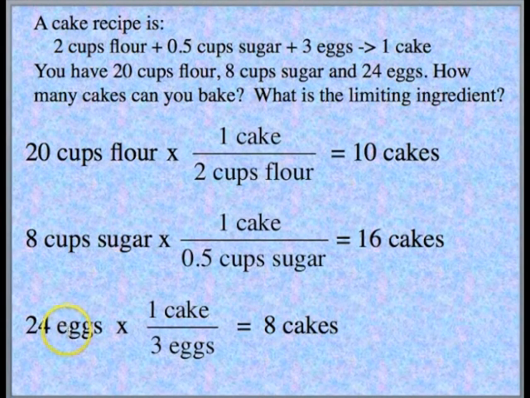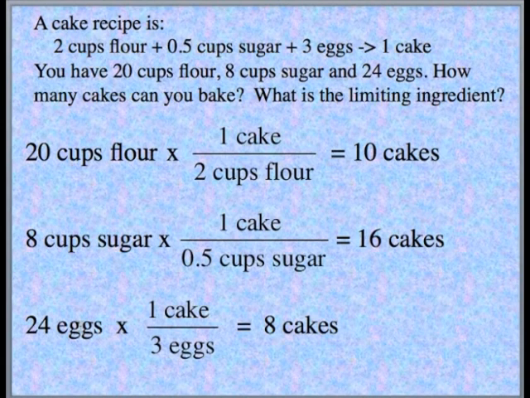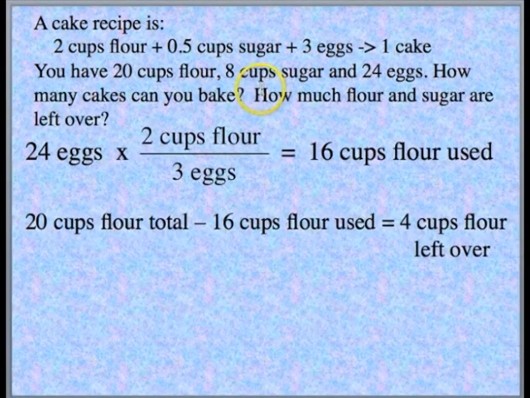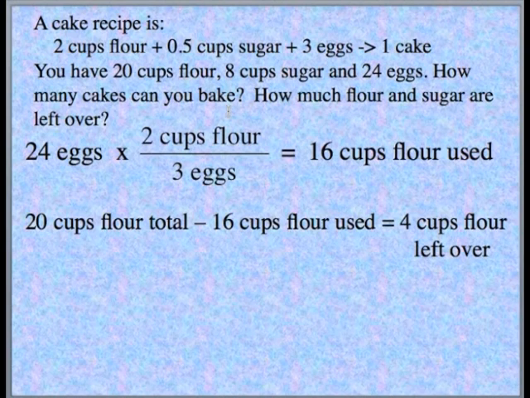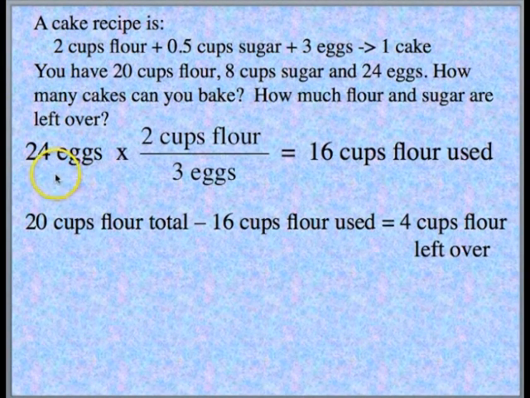The flour and the sugar are all going to be in excess. There's going to be flour left over. There's going to be sugar left over. I'll use up all the eggs and make 8 cakes. So the next kind of question is, how much flour and sugar are left over? Well, how would we do that? We take our 24 eggs that I know I'm going to use, because that's the limiting ingredient.